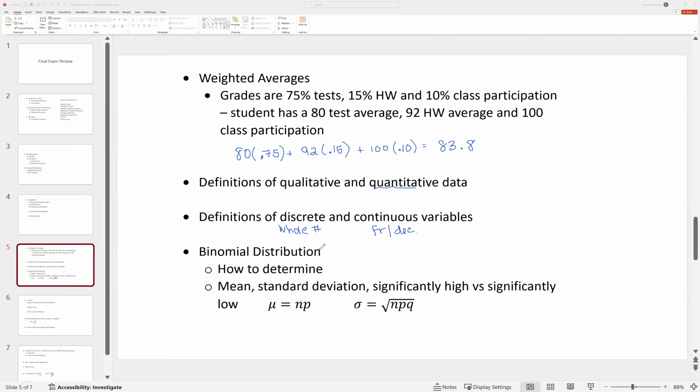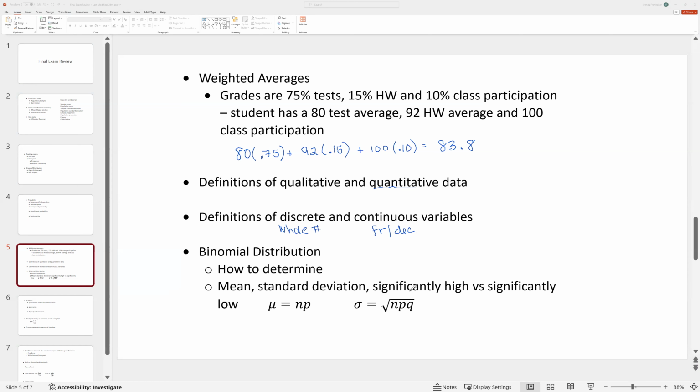Binomial distribution, know how to determine that. Binomial, two outcomes. I think one of the examples I had on your last test was the idea of testing whether somebody had kidney disease. All right, it was binomial because they either had it or they didn't.